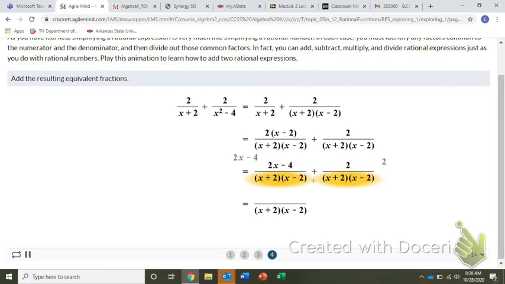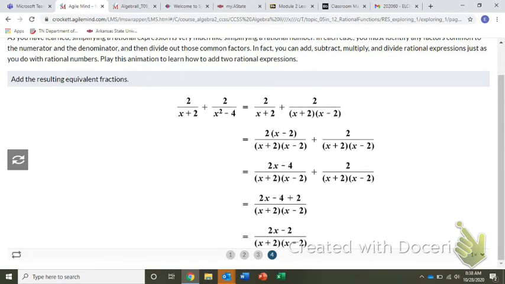They brought the denominator down because it's common. They brought the numerator down. They have a 2x minus 4 plus 2. They're going to combine that negative 4 and 2, and they're going to be left with 2x minus 2. So, if you want to pause the video here and write these steps down for number 6, please go ahead and do that.